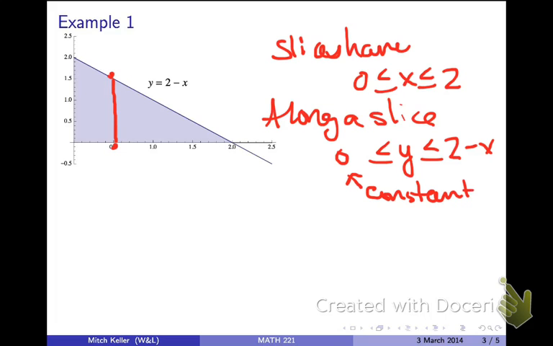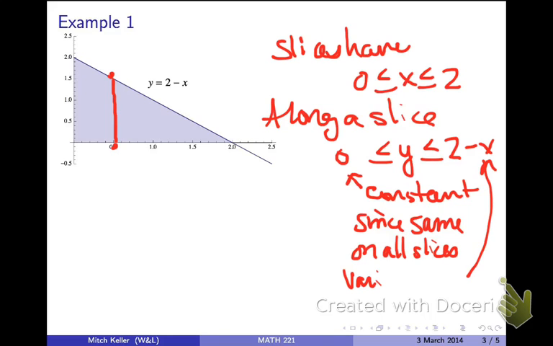Again, the lower bound is constant since every slice starts at the same position. The upper bound varies depending on where the slice is.